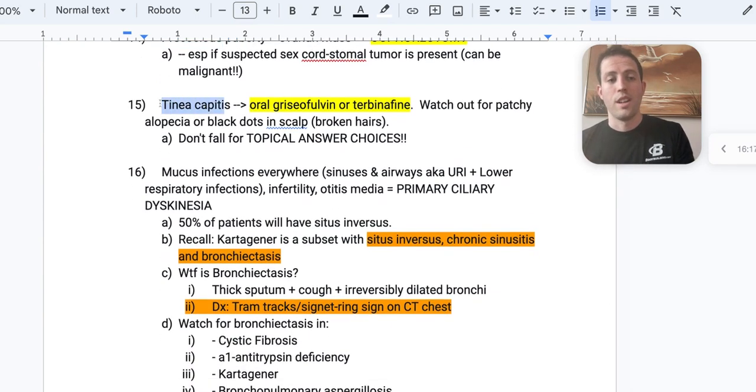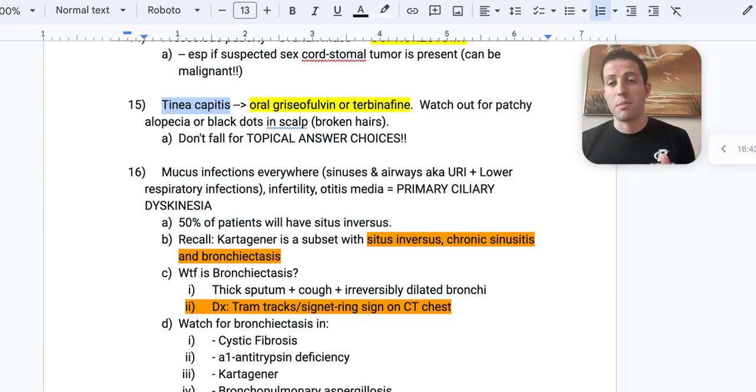Number 15, this one gets a lot of students. Treatment for tinea capitis is oral griseofulvin or terbinafine. With these patients, to work them up, you want to see patchy alopecia, and you can even see black specks all throughout their scalp. Those black dots are basically broken hair follicles. Do not fall for topical answer choices on the test. First line treatment is oral griseofulvin or terbinafine.